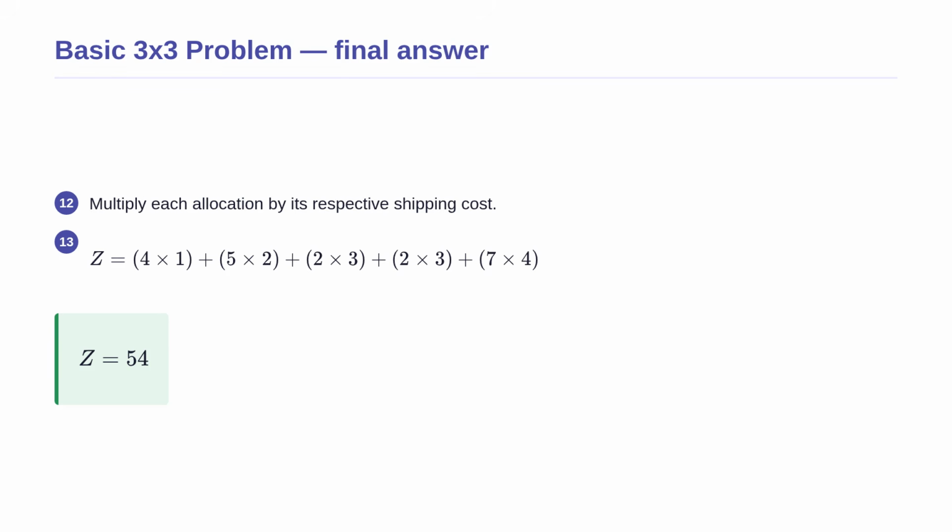Adding these individual route costs together gives us a final total transportation cost of $54. This is our initial basic feasible solution, providing a valid and cheap shipping schedule.